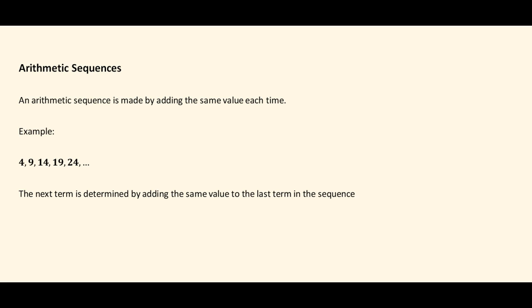So an arithmetic sequence is one that is formed by adding the same value each time. If we look at this, for example, look at 4, 9. The difference between 4 and 9 is +5. 9 and 14, you have +5. 14 and 19, you have +5. 19 and 24, you have +5. So this is an arithmetic sequence because every time you add 5 to the previous number in the sequence.